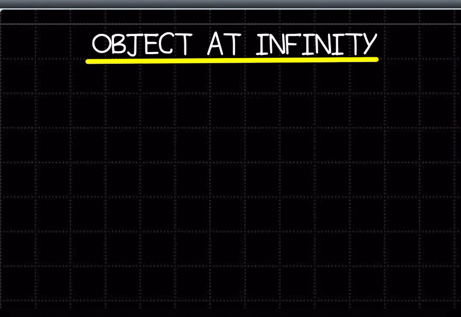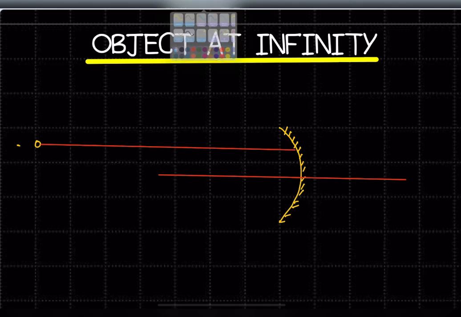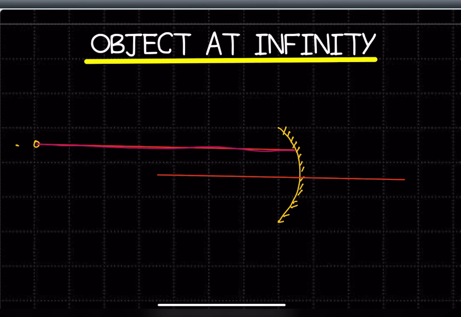There is one more left. The one where the object is at infinity. So let us try drawing that one. This is my concave mirror. Let me draw the concave mirror like this. Okay, let me draw a line. Now I'm keeping the object at infinity. So my object is somewhere here, let's say infinity. So what can I do? I can draw a straight line like this. Let me change the color and draw the straight line.